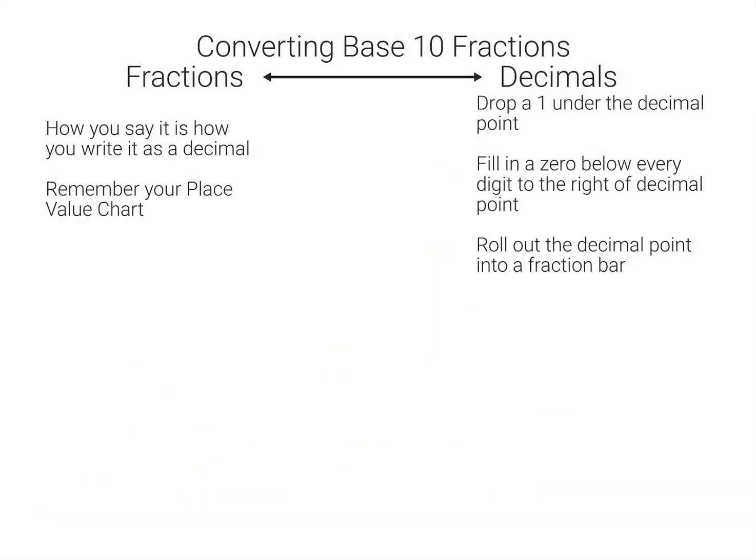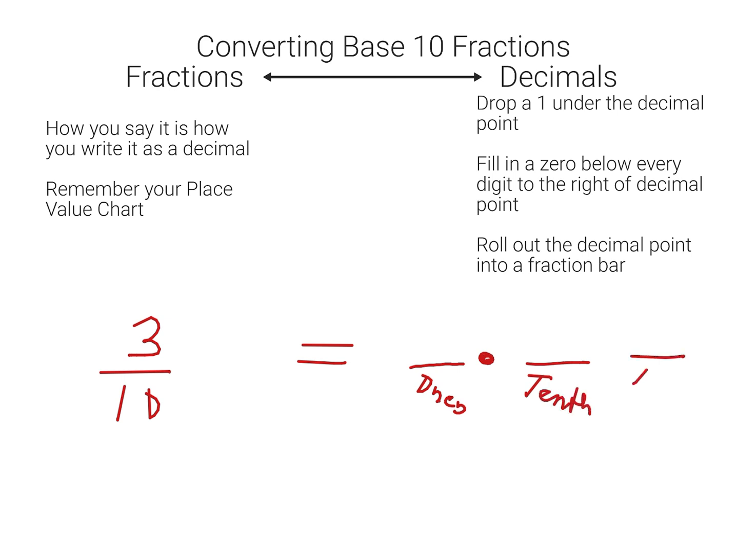Okay. Let's work the other direction. Let's start with a fraction. We start with 3/10. And we want to rewrite this as a decimal. So by remembering my place value, I know there is a decimal. There's my ones. Then I have my tenths. And then I have my hundredths.